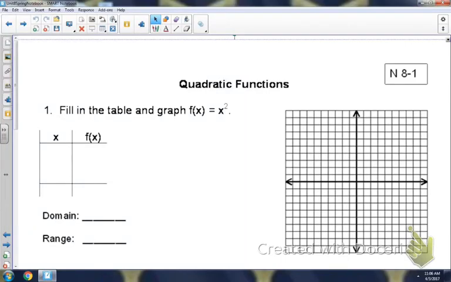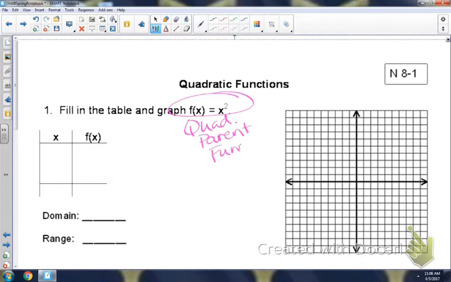Okay, on notes 8.1, we're going to be looking at quadratic functions and their transformations. So number 1, we're looking at the quadratic parent function, f of x equals x squared. So that's the quadratic parent function. We're going to be using that throughout the lesson.